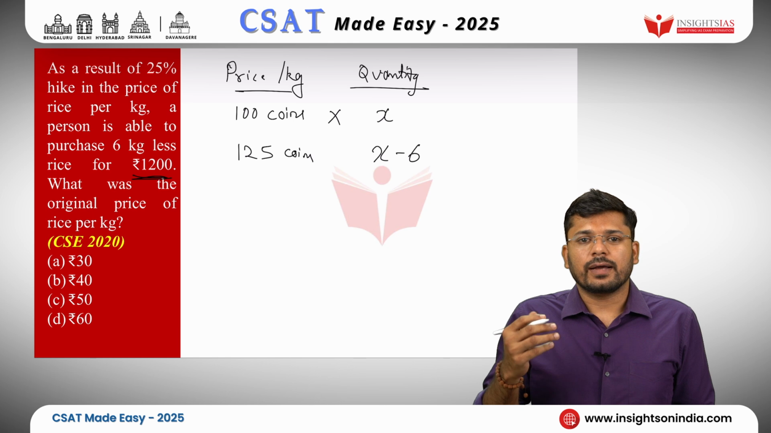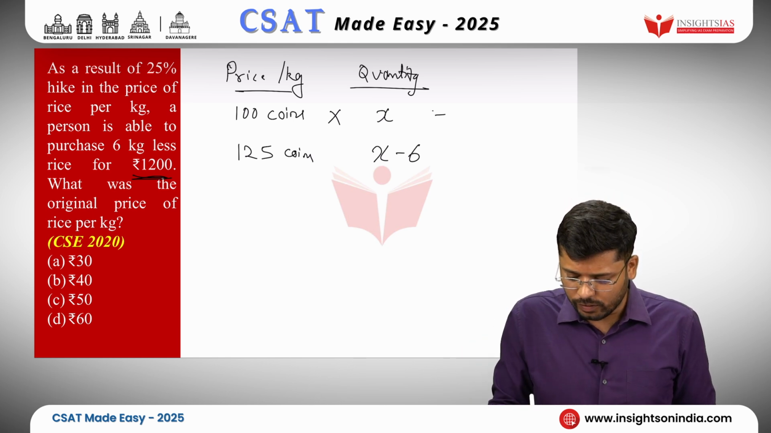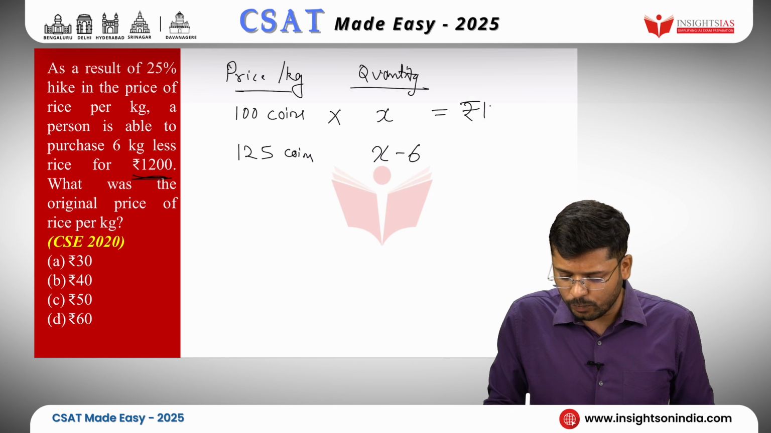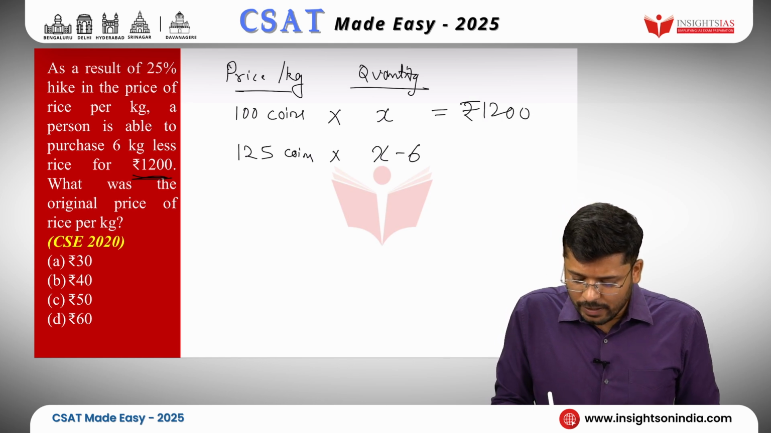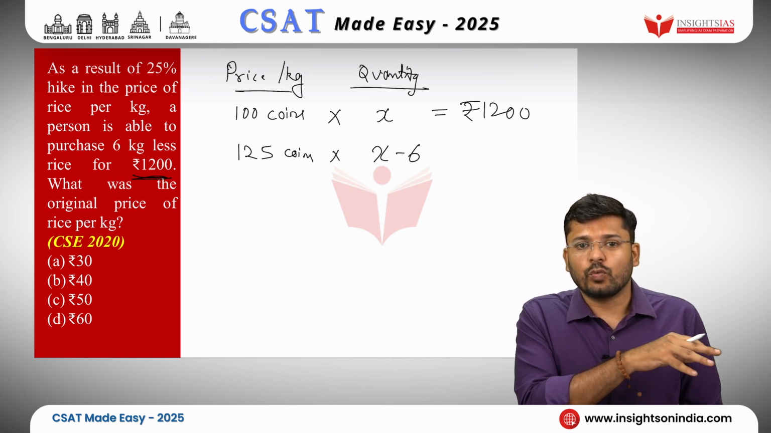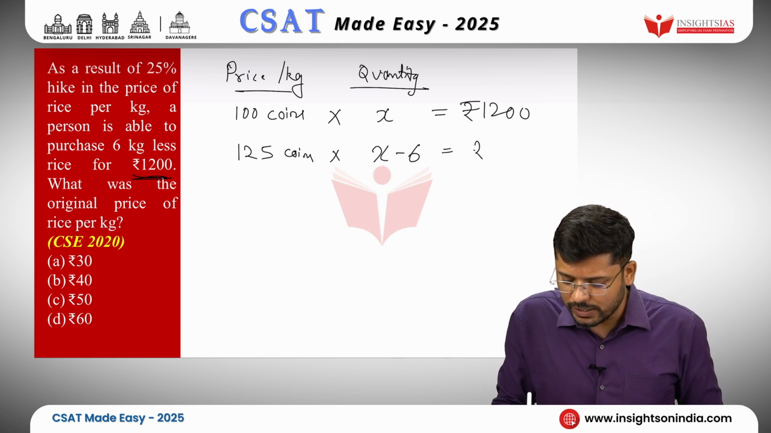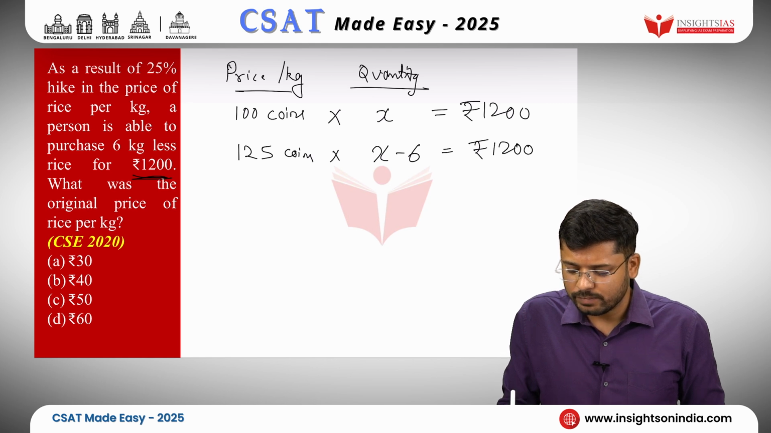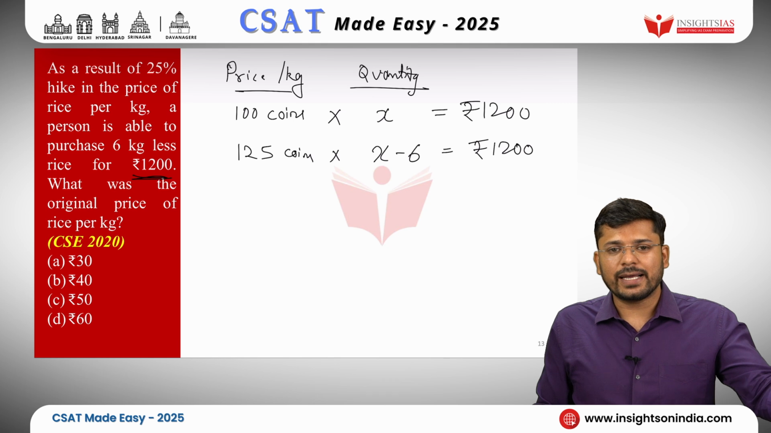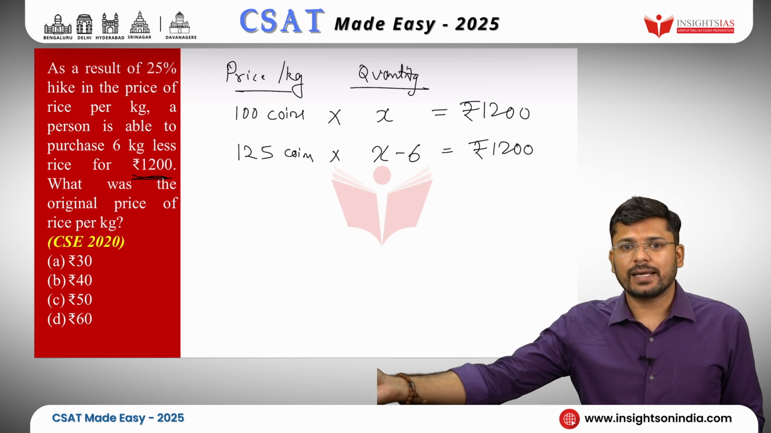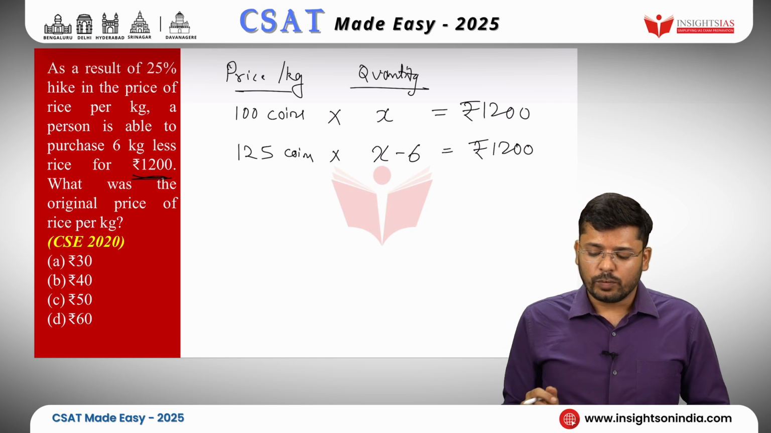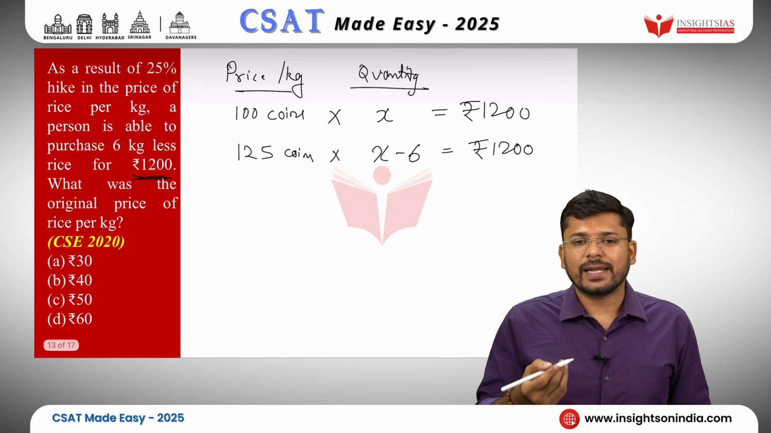x kgs of rice at 100 coins would cost him rupees 1200, and x minus 6 kgs of rice at 125 coins is also costing him 1200. Same, right? Because in both the cases he is spending 1200. In one case he was getting 6 kg more, in the other case he is getting 6 kg less. So if both are costing the same, we can equate them, right?